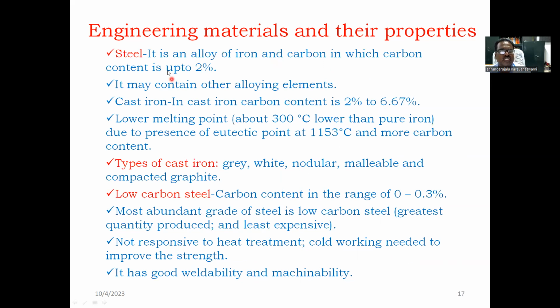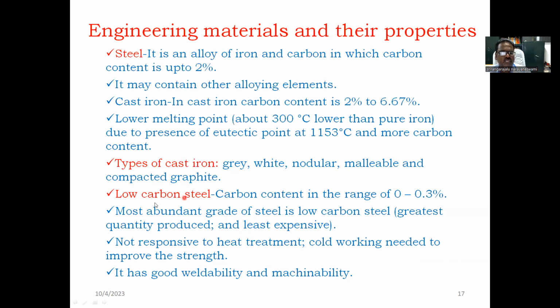Now, steel is an alloy of iron and carbon in which the carbon content is up to 2%. It may contain other alloying elements. In cast iron, the carbon content is 2 to 6.67%, lowering the melting point about 300 degrees centigrade lower than pure iron, due to the presence of the eutectic point at 1153 degrees centigrade and more carbon content. Types of cast iron: gray cast iron, white cast iron, nodular cast iron, malleable cast iron, and compacted graphite cast iron, and so on.